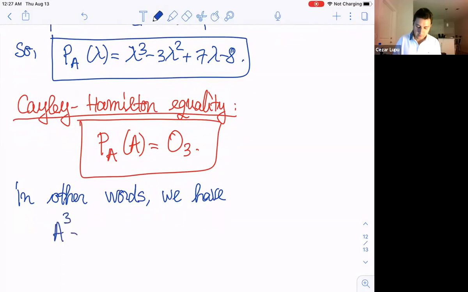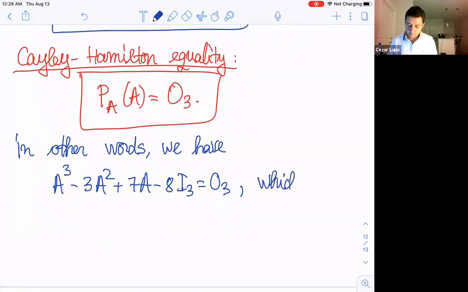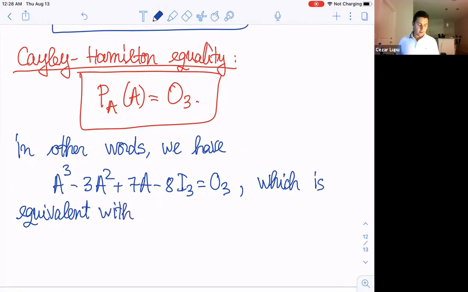A cubed minus 3A squared plus 7A minus 8 times the identity equals 0, which is equivalent to the following. And now let's do some operations. Let's take: A cubed minus 3A squared plus 7A equals 8 times the identity.